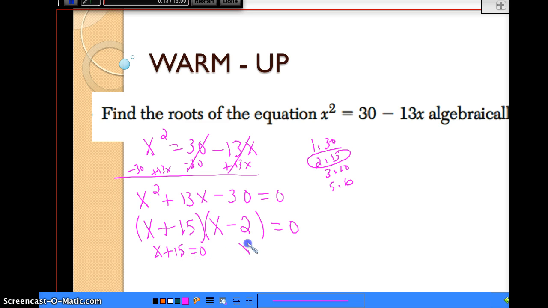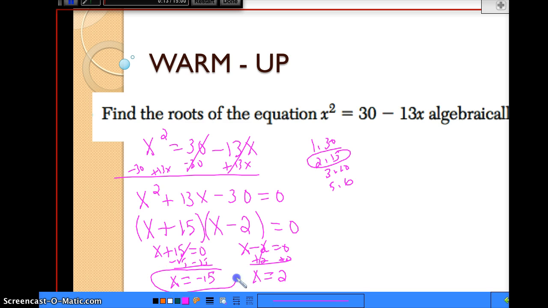It's the first binomial factor and the second one. Subtracting 15 from both sides, that's going to give me x is equal to negative 15. Add 2 to both sides. That gives me x is equal to positive 2.